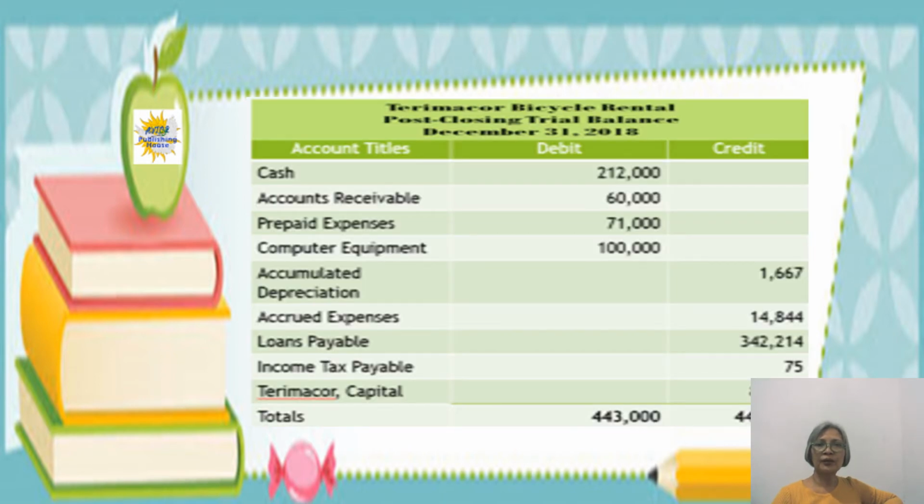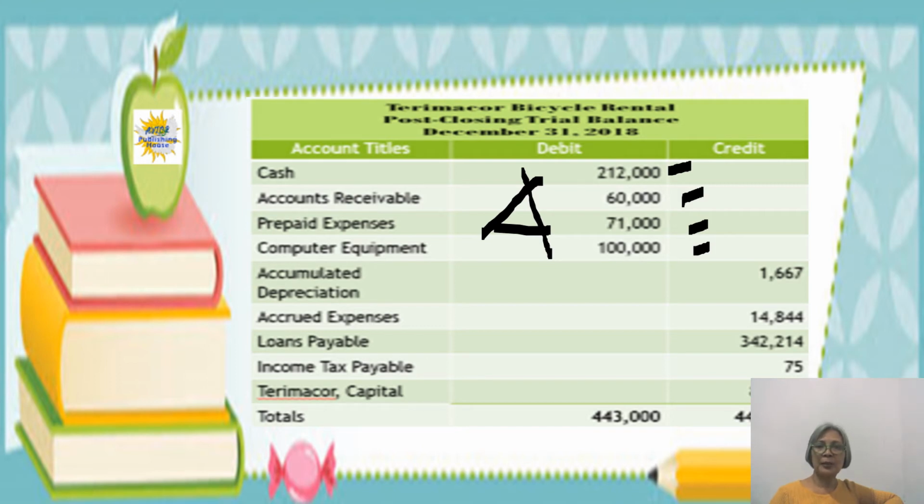So, ito yung ating illustration, yung bicycle rental ng Terimacore. So this is the post-closing trial balance of Terimacore bicycle rental business. So we have the cash, take note of the accounts that remained. Accounts receivable, prepaid expenses, computer equipment. These are assets. Then we have accumulated depreciation, contra asset.